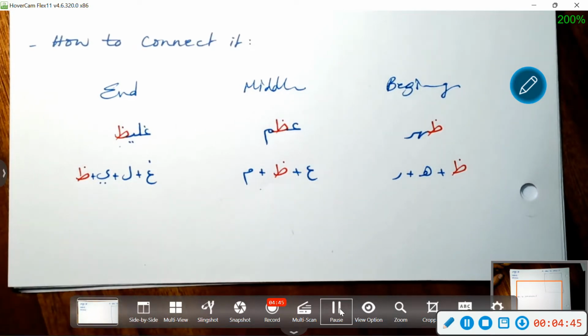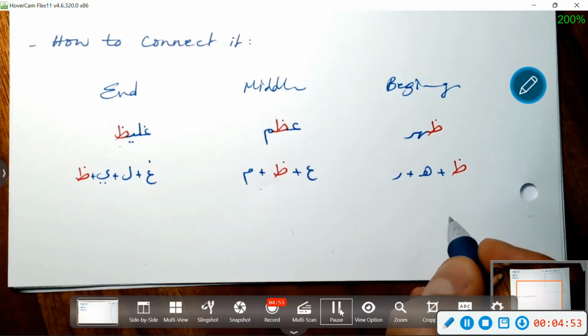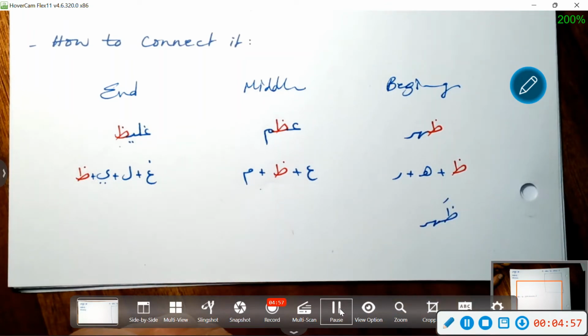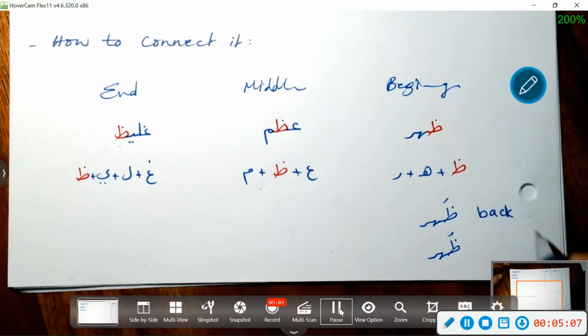ظهر means a back, and this is with fatha. ظهر means a back. ظهر with dhamma, it means noon. This is back, this is noon. That's why harakat or short vowels are important, because they can change the meaning of the word by changing how the word is pronounced.